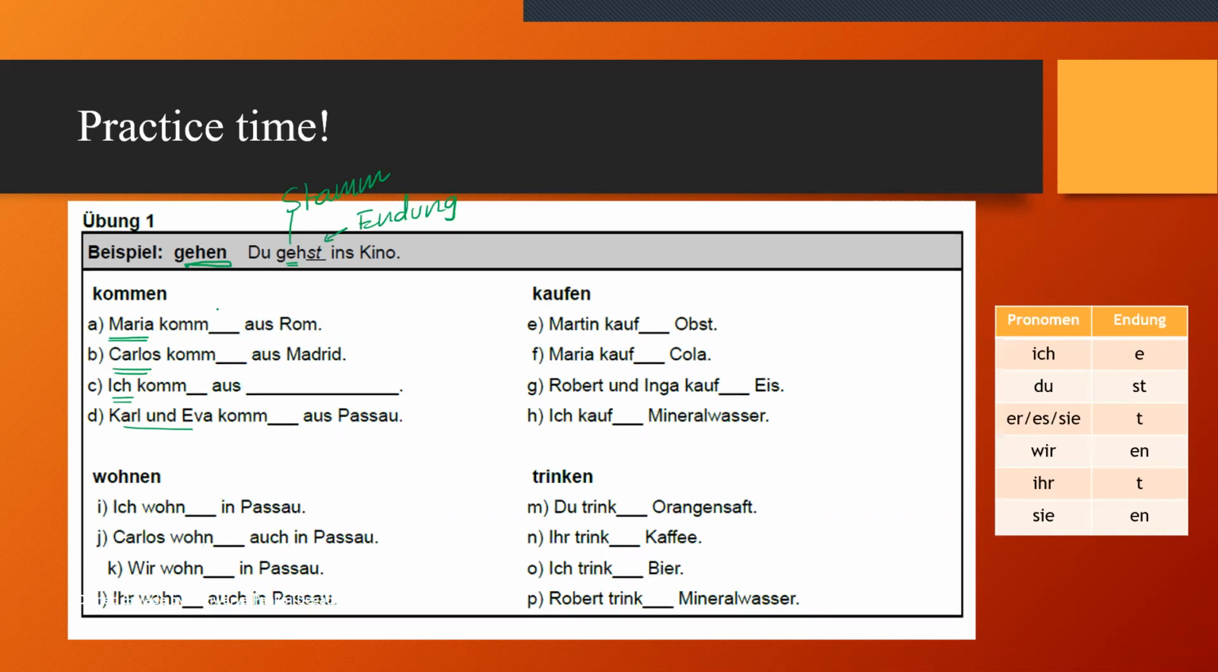Maria kommt. Now this is Maria, right? It's not I, it's not you, it's someone else. And that makes her the third person. Yes, ma'am. Okay, try the second one. Carlos kommt. Yes, ma'am. That is correct.